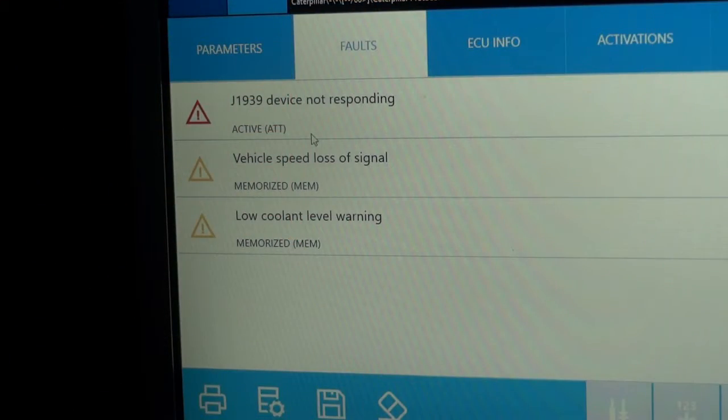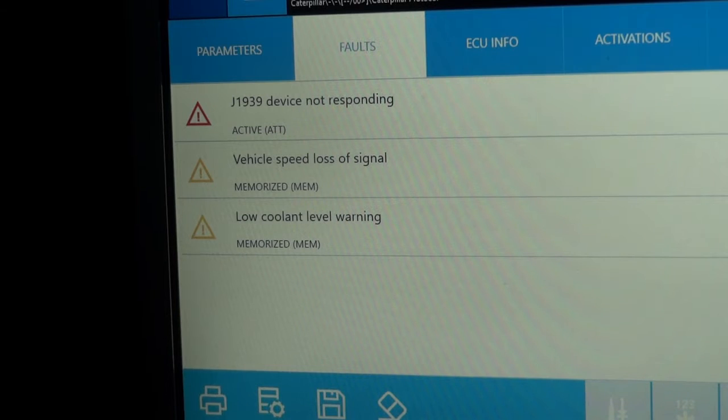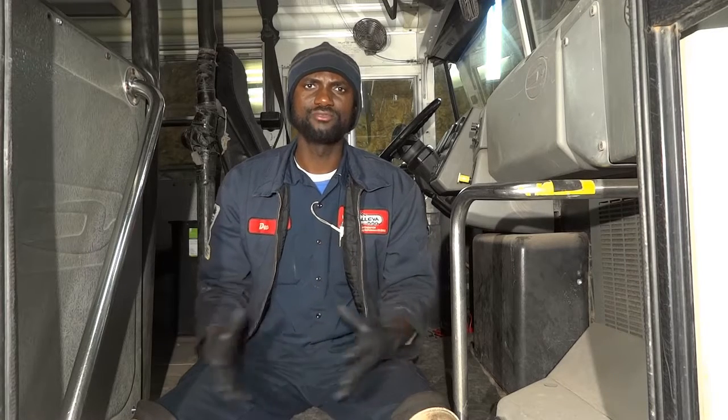Here are the codes. One thing that I'm interested in is this code right here, the one that says J1939 device not responding. So the J1939 network is not responding, so it's down. Something is wrong with our communication system with the CAN bus, with the network. We're gonna focus on this trouble code that says J1939 not responding.